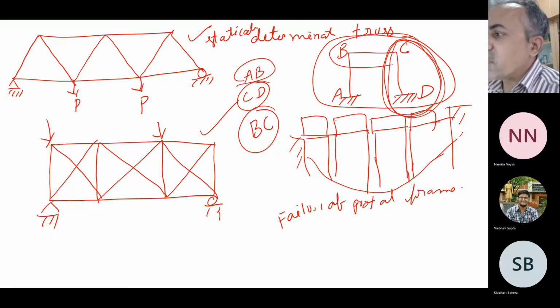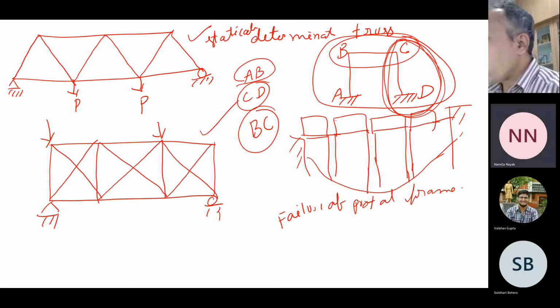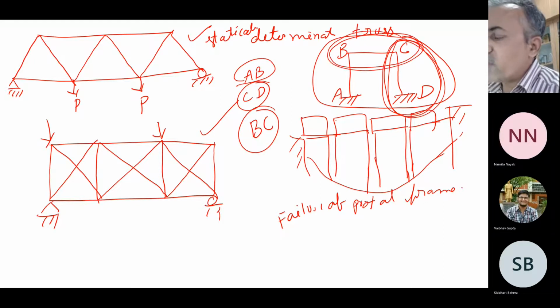Suppose BC collapses, the beam collapses, and the columns are perfectly fine. If the beam collapses, what happens to the portal frame? Again, it will be a local failure. No, if the beam goes away, then there is no portal frame. You will have individual columns only, AB and CD, which are fine, but there is no portal frame if BC itself is not there.